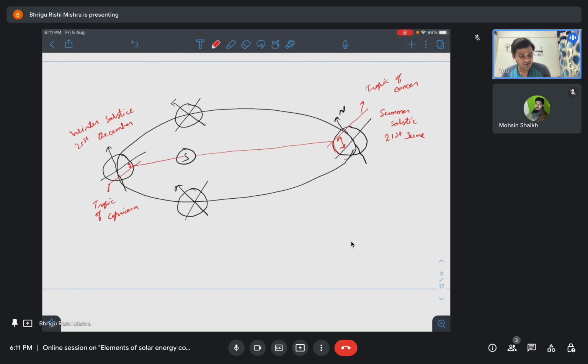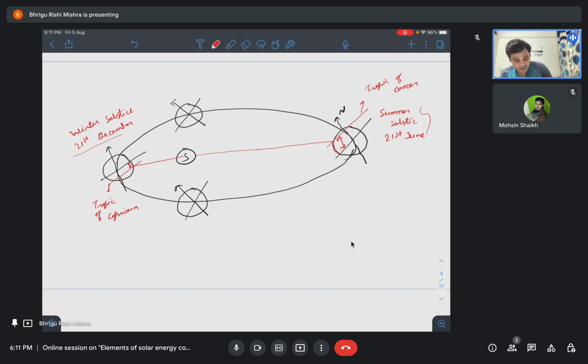One is called the summer solstice, where the length of the day is the highest compared to the other days in the year, and the winter solstice is when the day is the shortest compared to any other day in the year.